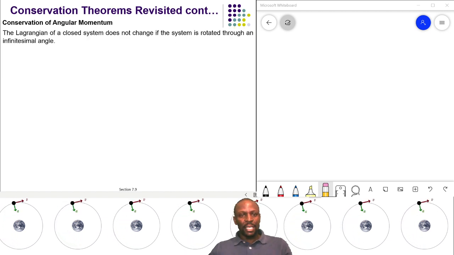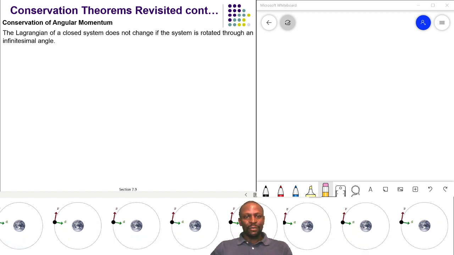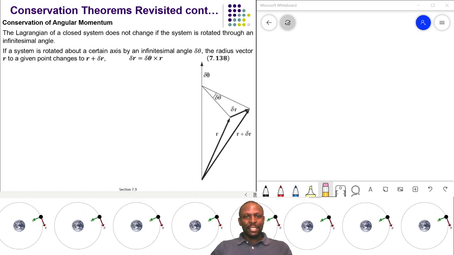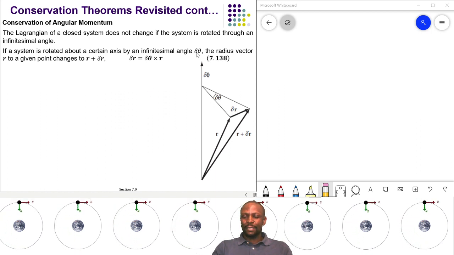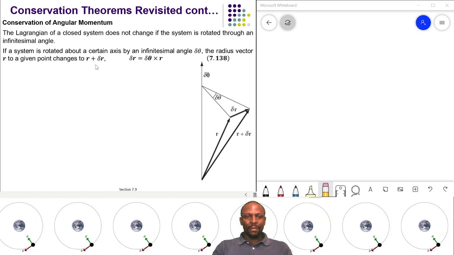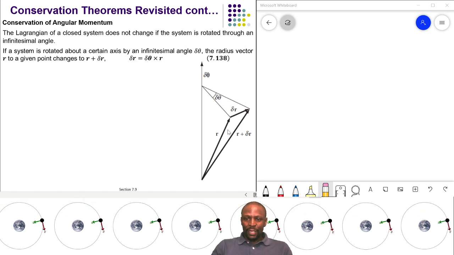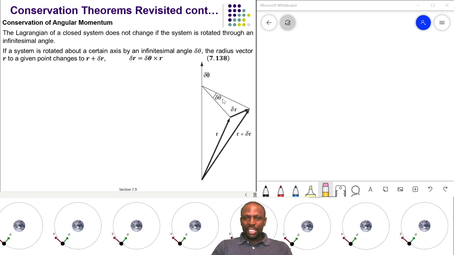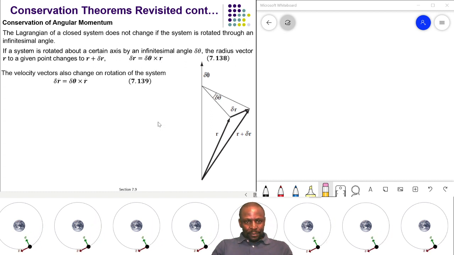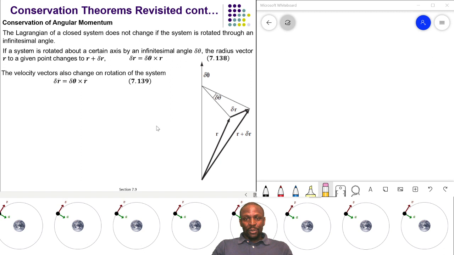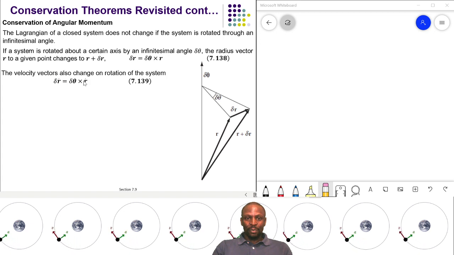Now, the conservation of angular momentum: the Lagrangian of a closed system does not change if the system is rotated through an infinitesimally small angle. Now, in that case, if the system is rotated about a certain axis by an infinitesimal angle delta theta, the radius vector r is given by this. This can also be written, this change in the vector r can be written in terms of the small change in theta, the vector delta theta cross r. Now, the velocities also change on a rotation of the system, and the velocity change, delta r dot, is just going to be given by that. That will just be delta theta cross r dot.